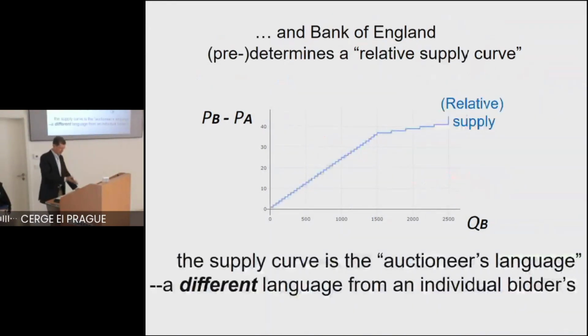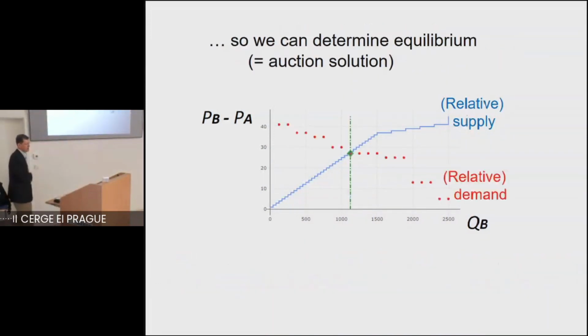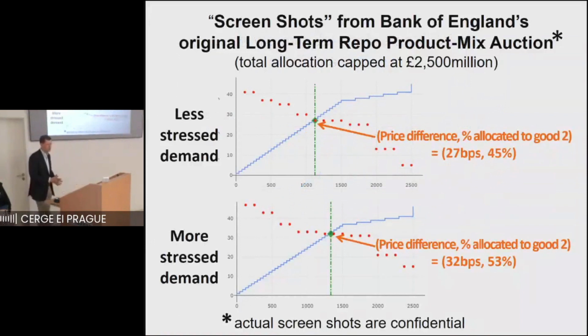So we have the demand curve from the bidders. We also have this relative supply curve from the Bank of England. So we're now using my screenshots, and we can then intersect them. This gives us the price difference and the quantity of bananas and the quantity of apples implicitly. And with this information, I can go back to the earlier graph and say exactly who gets what, which is not very hard. So what this auction does then, it automatically responds to stress in the market.